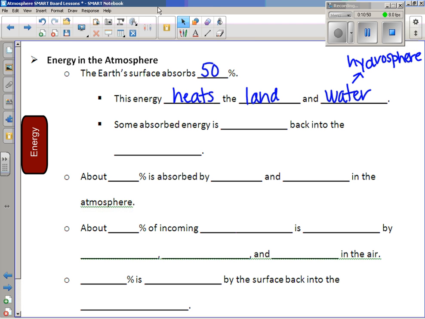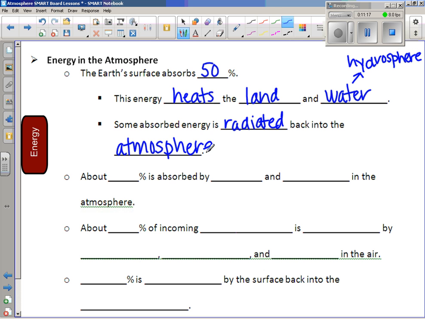Okay, so we said 50% of Earth's surface absorbs energy, and it absorbs it to heat the land and the water. Now, some absorbed energy is then radiated back into the atmosphere. Okay, and about 20% is absorbed by gases and particles in the atmosphere.